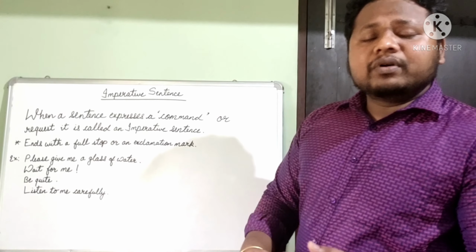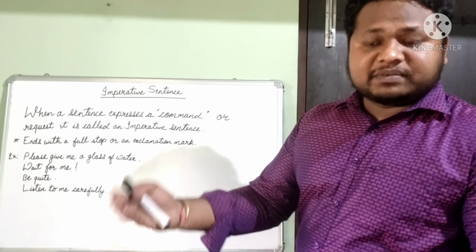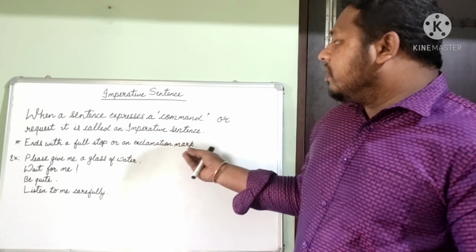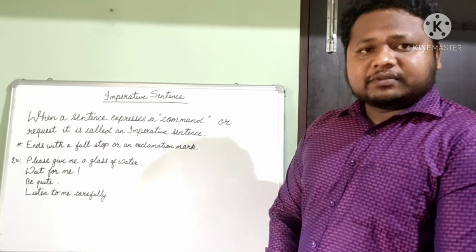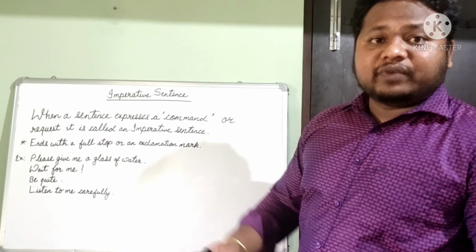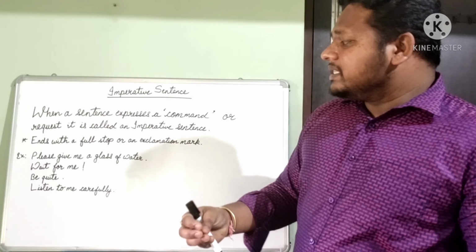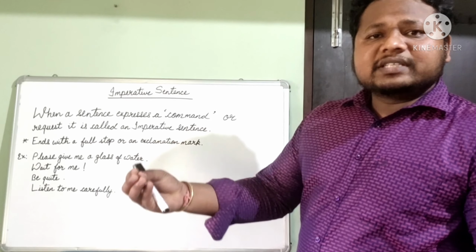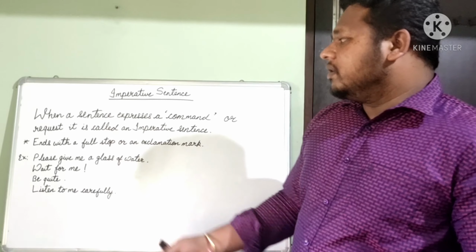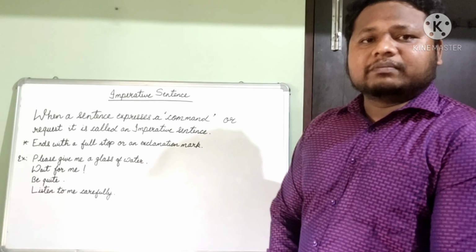Now, depending upon how forcefully we say an imperative sentence, a full stop or exclamation mark is put. For example, when we say, "Wait for me," we are saying it forcefully. So we put an exclamation mark. Now, when we say something in a soft way, "Be quiet," or "Please give me a glass of water," we put a full stop.